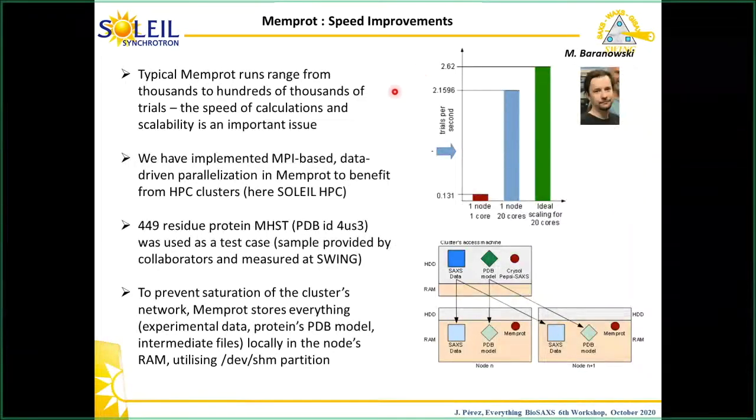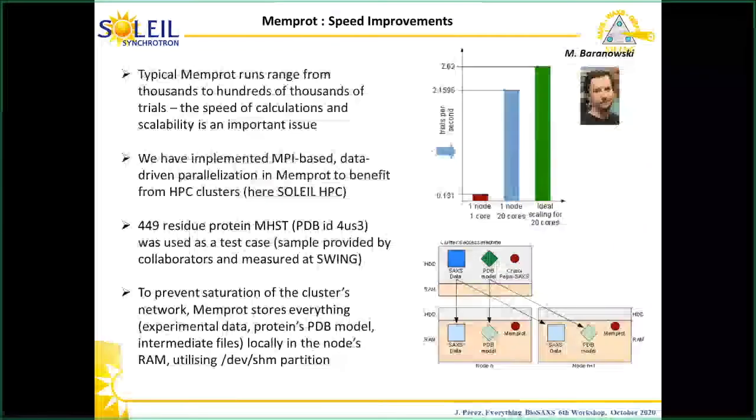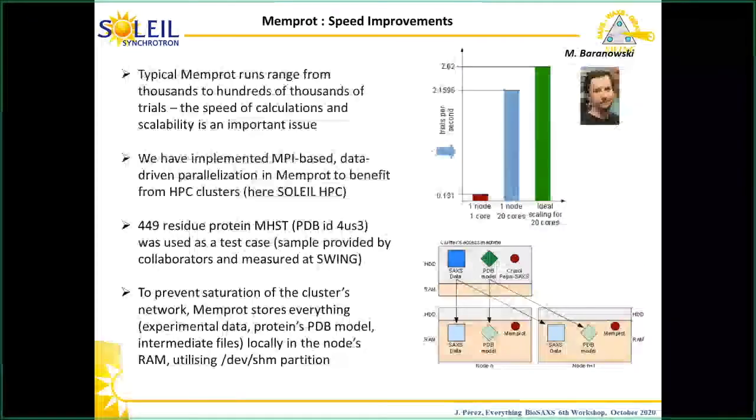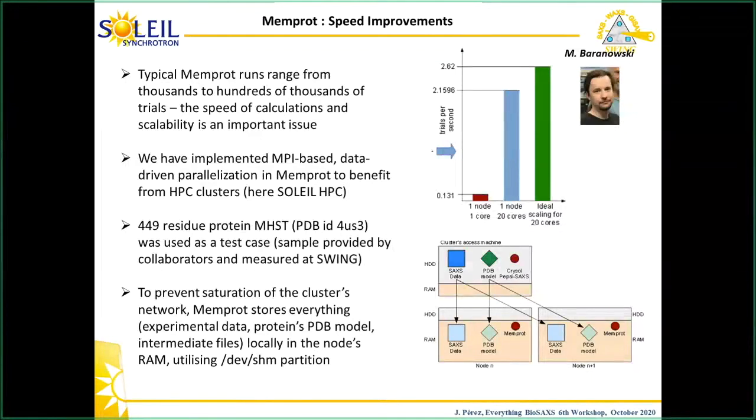And if you have such a cluster, then I will be happy to provide you the cluster version of Memprot. Because, of course, Memprot is a slow process.